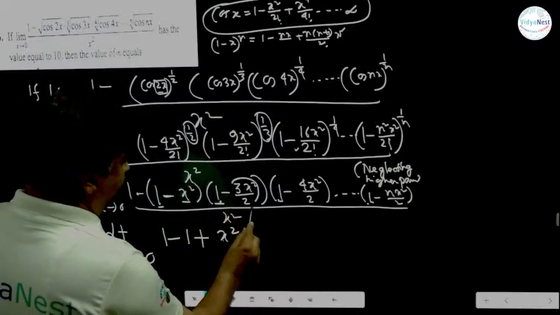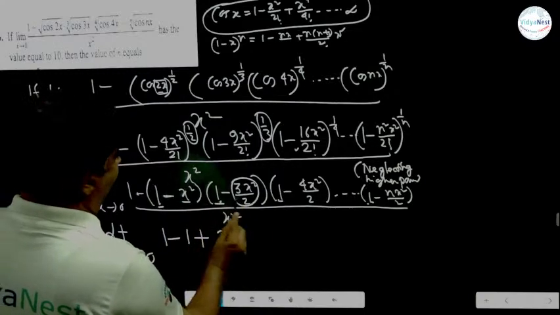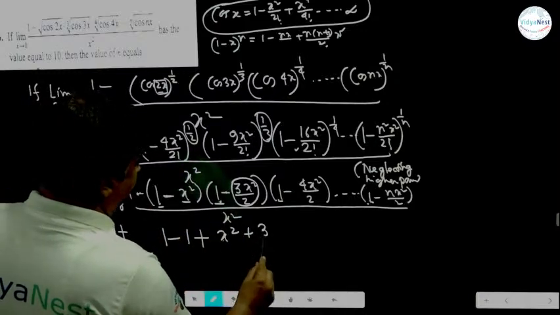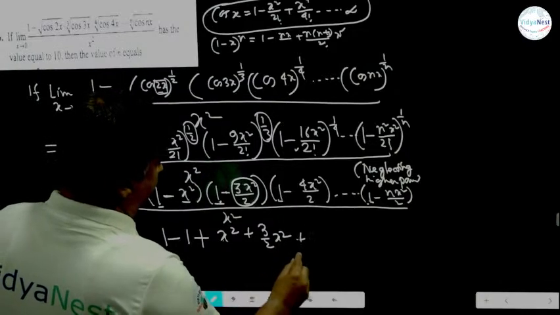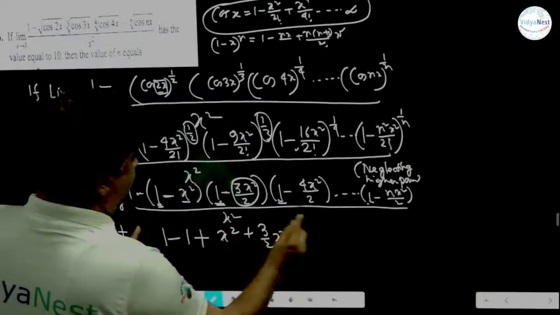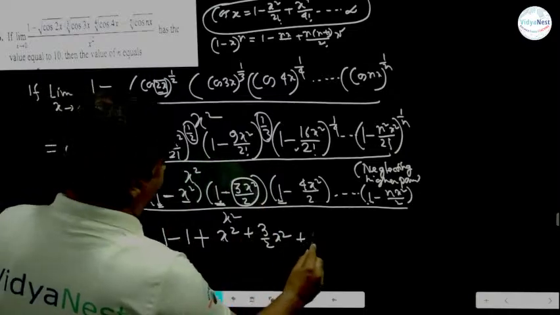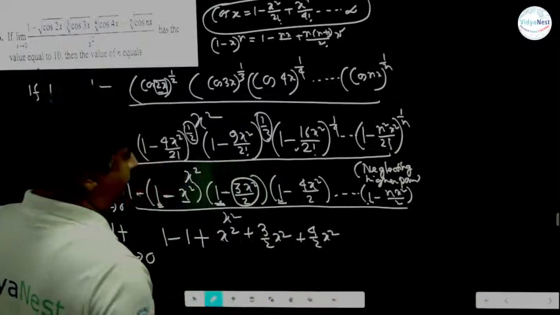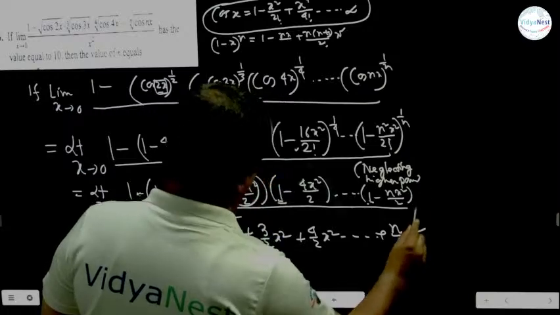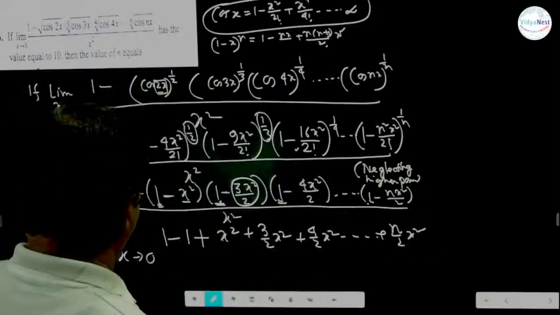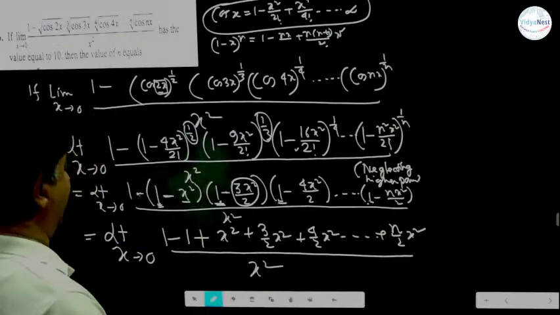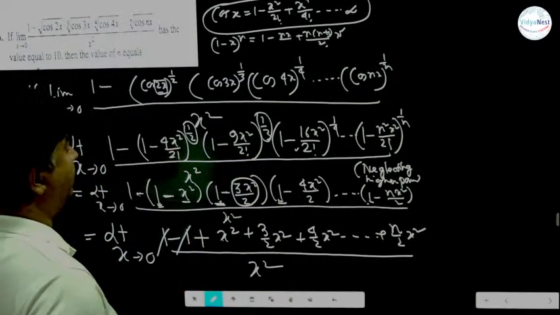Now that x square term will be multiplied by remaining one. See, minus minus plus 3 by 2 x square. Now this x square term will be multiplied by this one, this one, this one, this one. Minus minus plus 4 by 2 x square. Okay. In this way, n by 2 x square. Okay. Got it? Now it is being divided by x square. 1 will get cancelled. Understand?